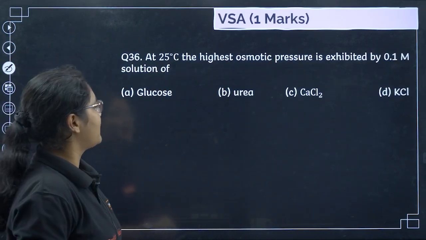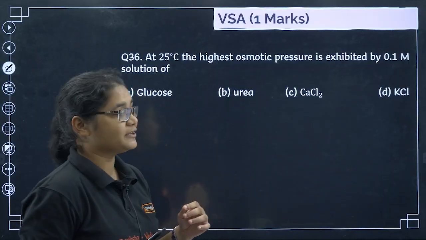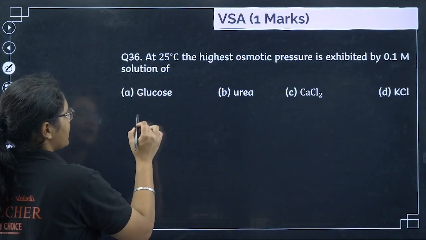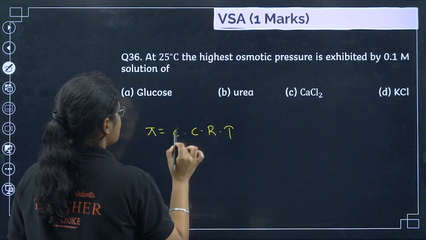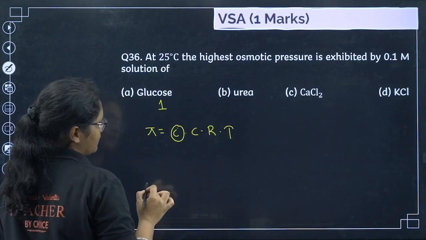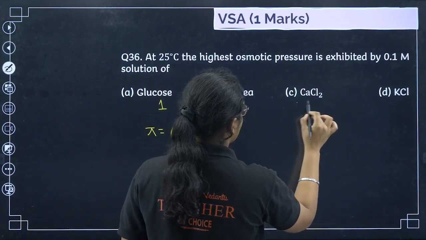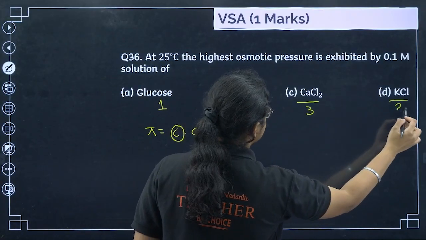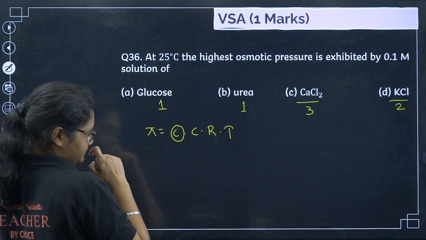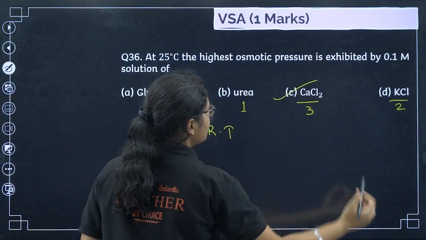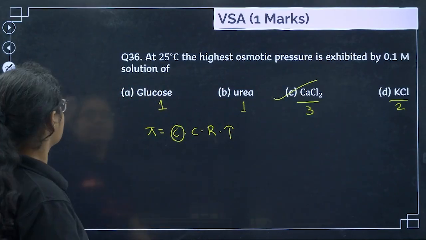Next we have, at 25 degrees Celsius, the highest osmotic pressure is exhibited by. Highest osmotic pressure is i into C into R into T, so you have to check the i value. For glucose it is 1, for urea it is 1, for calcium chloride it is 3, for KCl it is 2. So this i value will be highest for option C, that is CaCl2.